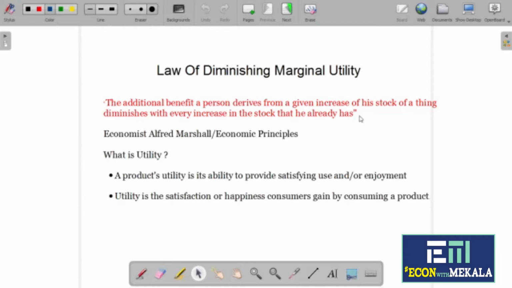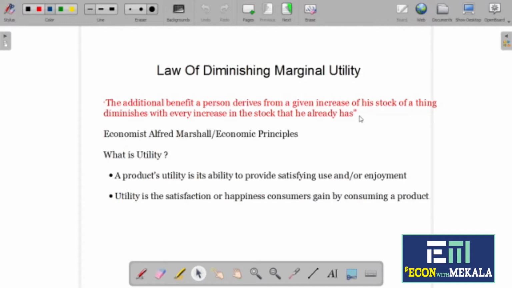Hello everyone. Today we are going to learn about the law of diminishing marginal utility. If you look at the definition of diminishing marginal utility, it is one of the most important definitions you will learn in microeconomics. I took this definition from Alfred Marshall's book Economic Principles. Alfred Marshall is one of the best known economists, who lived in the 1840s.